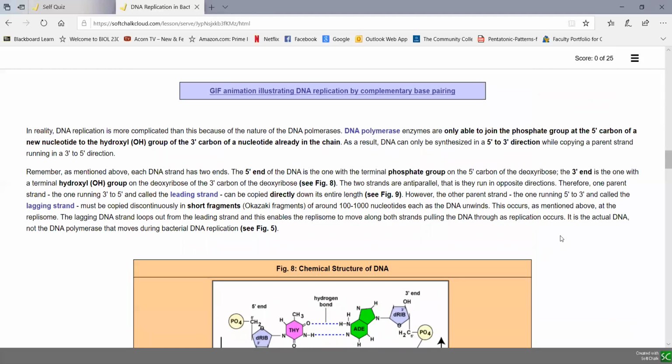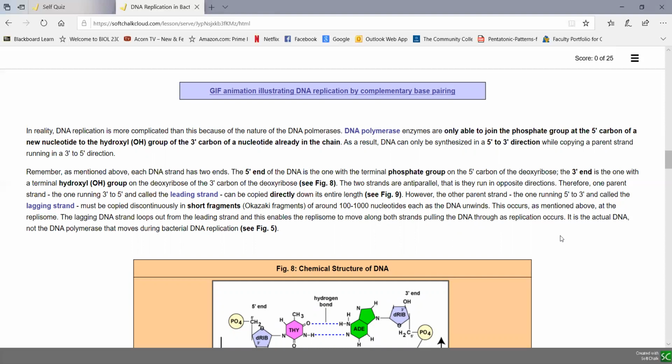So that's the general idea behind DNA replication. DNA helicases unwind the DNA, and as the two strands separate, new deoxyribonucleotides come in and line up by complementary base pairing, and then DNA polymerase joins the phosphate group of the new nucleotide with a hydroxyl group of a nucleotide already in the strand.